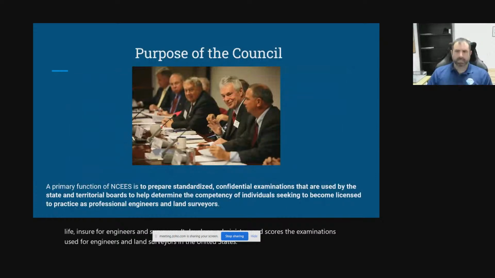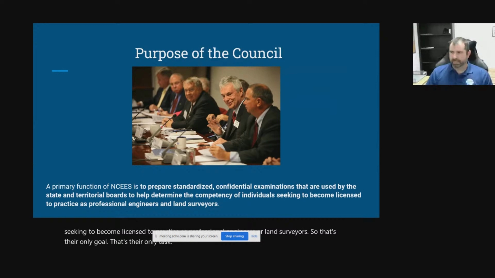All right, so the primary function of NCEES is to prepare standardized confidential examinations that are used by the state and territorial boards to help determine the competency of individuals seeking to become licensed to practice as professional engineers or land surveyors. So that's their only goal, that's their only task.